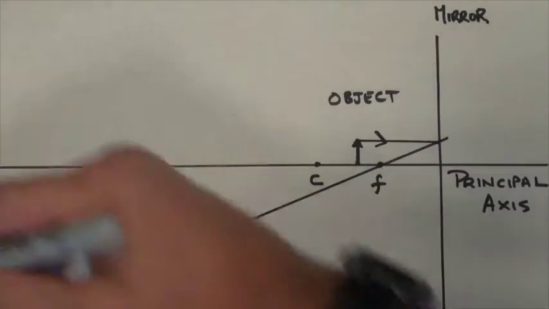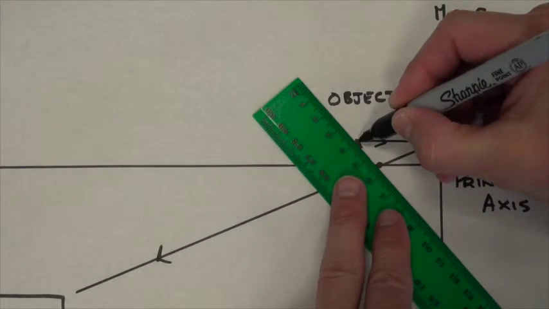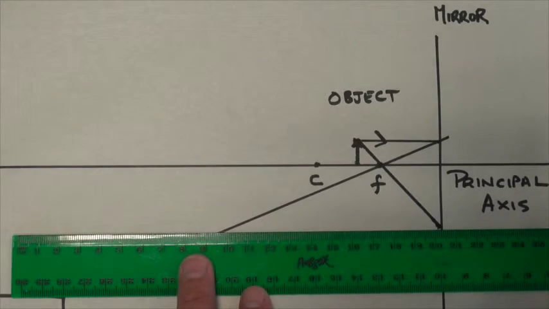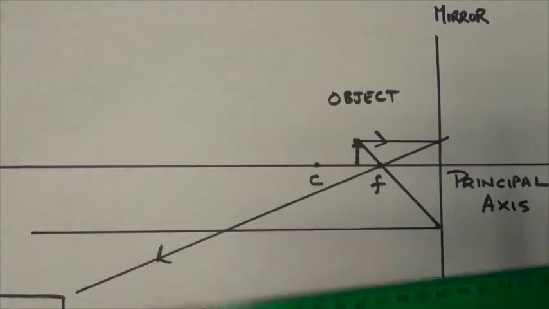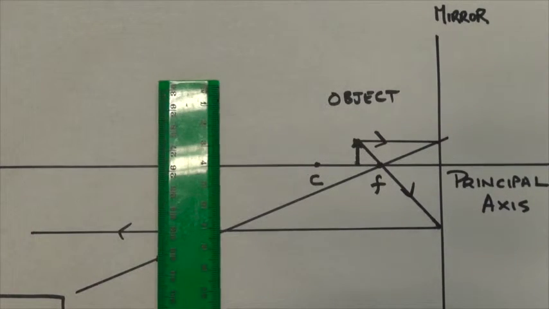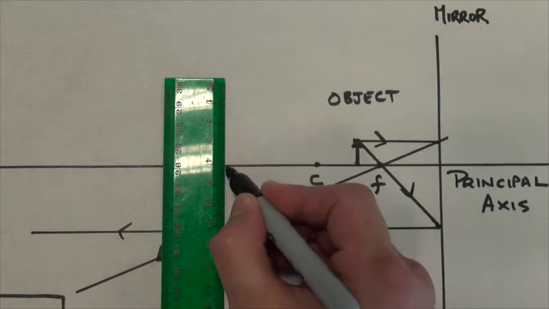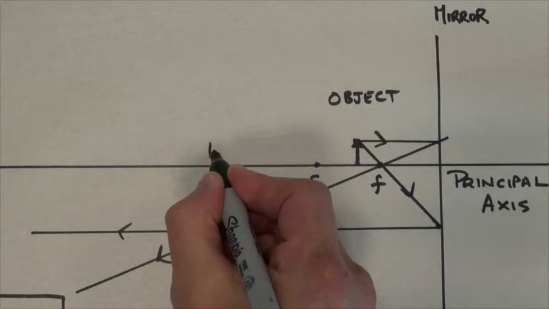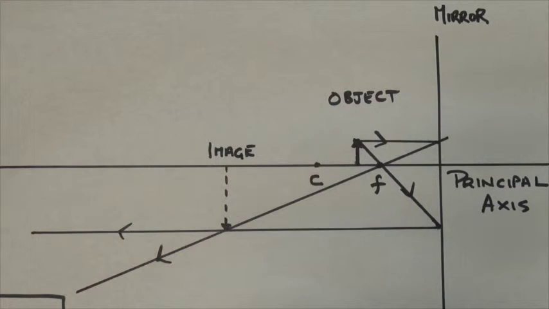Okay, the second law goes through from the top of the object through the focal point, reflects off the mirror, and then goes parallel with the principal axis. Like so. I show my arrows. Where the 2 rays join or converge is where my image will be formed. So I draw a line from the principal axis down to this point. This is now my image.